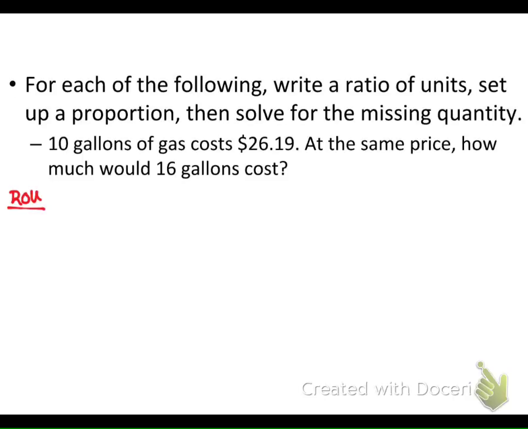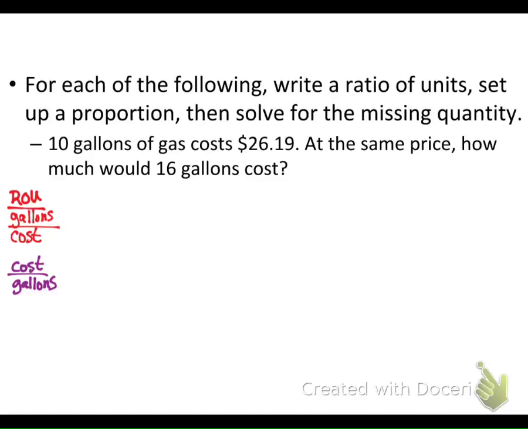So ratio of units. As Kelsey told us, 10 gallons of gas costs $26.19. So you're comparing gallons of gas to the price. So my ratio of units, I'm going to put gallons over the price or the cost. You could also write your ratio of units with cost on top and gallons on bottom. It doesn't matter which order you put them in. It just matters that you have your two units established.